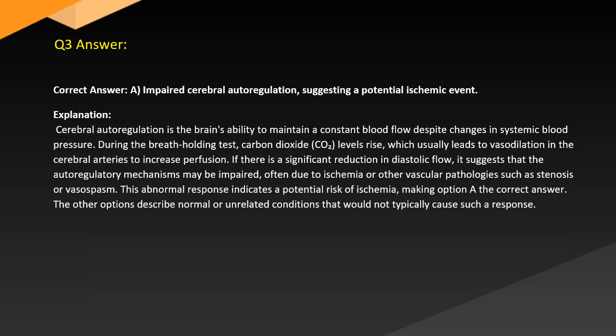Answer. Correct answer: A. Impaired cerebral autoregulation suggesting a potential ischemic event. Explanation. Cerebral autoregulation is the brain's ability to maintain a constant blood flow despite changes in systemic blood pressure. During the breath-holding test, carbon dioxide (CO2) levels rise, which usually leads to vasodilation in the cerebral arteries to increase perfusion. If there is a significant reduction in diastolic flow, it suggests autoregulatory mechanisms may be impaired, often due to ischemia or other vascular pathologies such as stenosis or vasospasm.